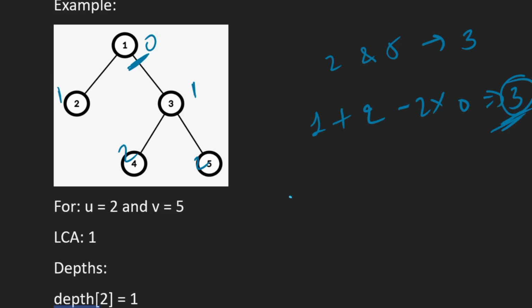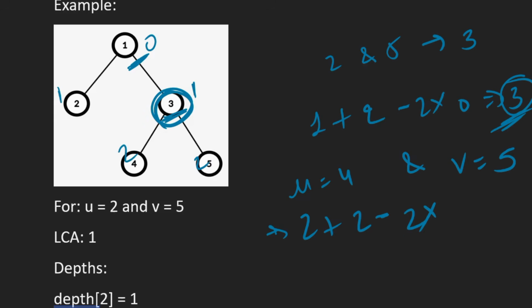Now take another example. Suppose u is equal to 4 and v is equal to 5, so depth of u is 2, depth of v is 2, and u and v have the lowest common ancestor as 3. So 2 plus 2 minus 2 times the depth of 3, which is 1, right? So 4 minus 2 is 2. So the number of edges between 4 and 5 is 2, right?